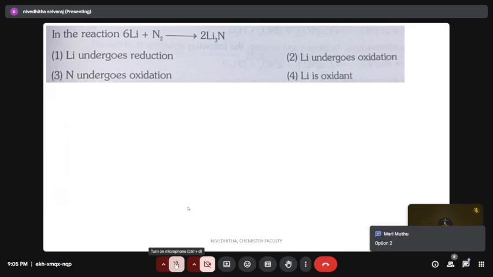So the options are: lithium undergoes reduction, lithium undergoes oxidation, nitrogen undergoes oxidation, or lithium is an oxidant. Oxidant is nothing but oxidizing agent. Reductant is nothing but reducing agent. So find the oxidation state of each chemical species: lithium, nitrogen, and the product.